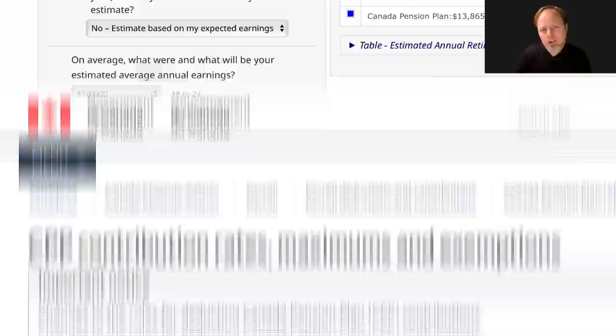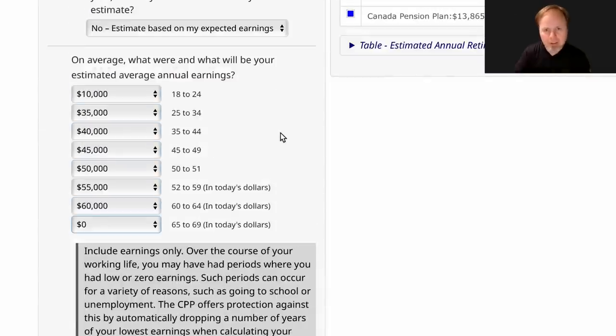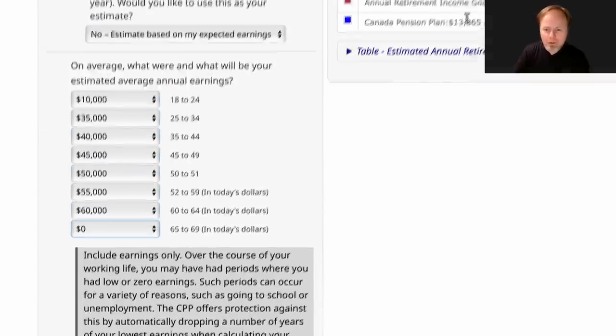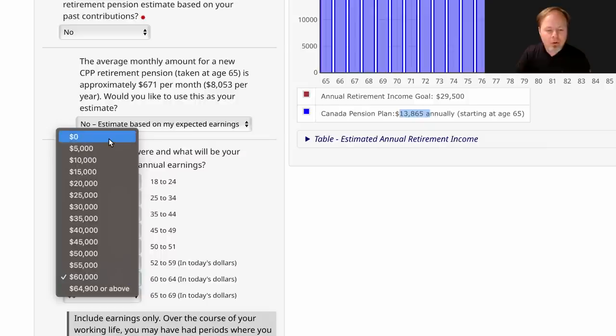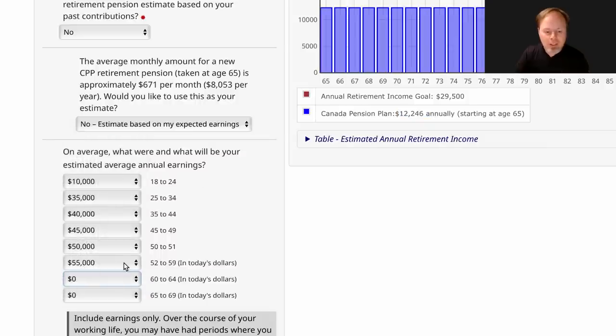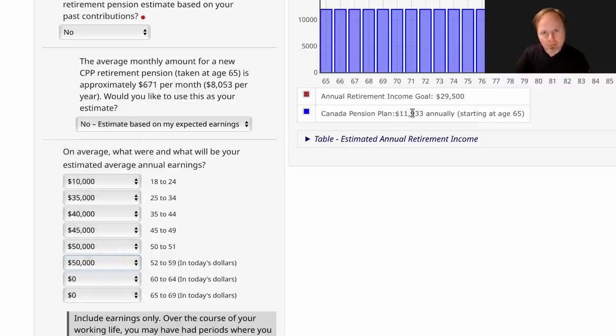The maximum contribution right now as of this video is approximately $65,000. Or if you make $65,000 or more, you're making the maximum contribution, ignoring the enhanced CPP that's coming in the next year or so. So now my CPP is going to be about $14,000 a year. But once again, not work until 65. So no more money for this range, and this range, let's make it about 50K. And now I'm down to 12,000.